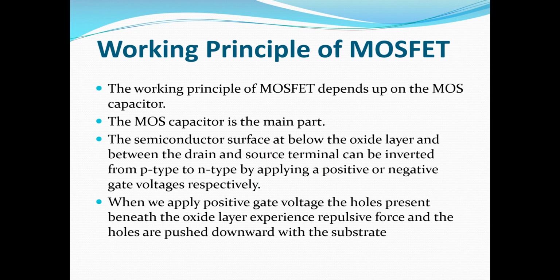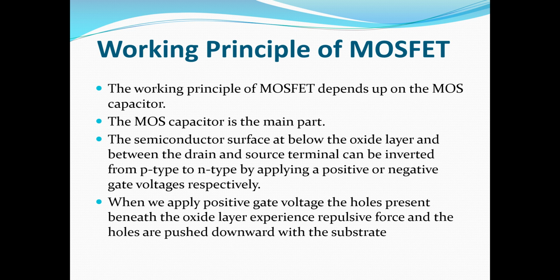Working principle of MOSFET. Now let us see how a MOSFET works. The working principle of a MOSFET depends upon a MOS capacitor. The MOS capacitor is the main part of this MOSFET. The semiconductor surface below the oxide layer and between the drain and source terminals can be inverted from P type to N type by applying positive or negative gate voltages respectively. The SiO2 layer I mentioned between the gate and the substrate can be inverted by supplying a voltage.